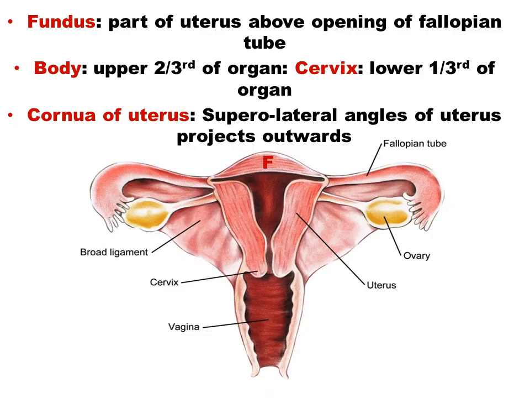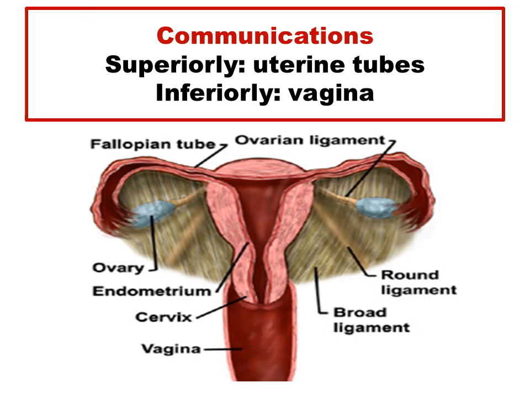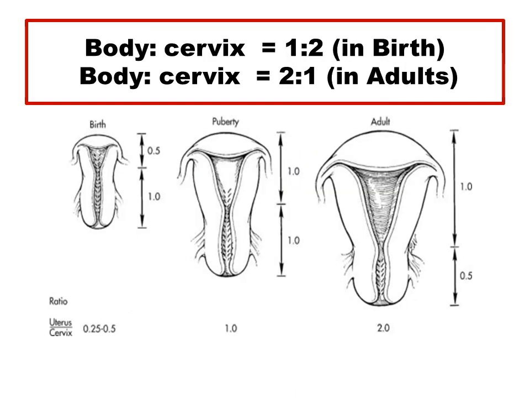Fundus, part of uterus above the opening of the fallopian tube or the uterine tube. Body, upper two-thirds of the organ. Cervix is lower one-third of the organ. We have angles of the uterus, which are known as corners of the uterus, and it is at the superior lateral angles from which project the fallopian tubes. So uterus communicates superiorly with the fallopian tubes and inferiorly with the vagina.